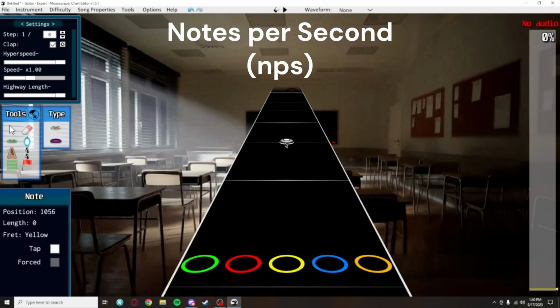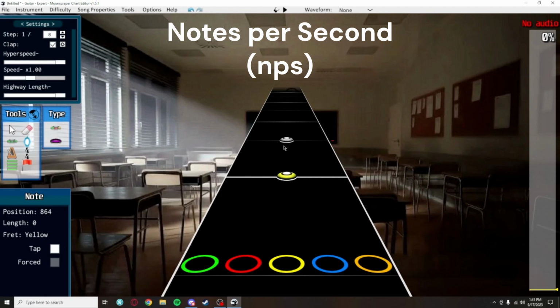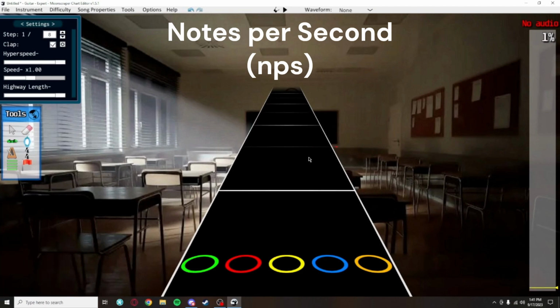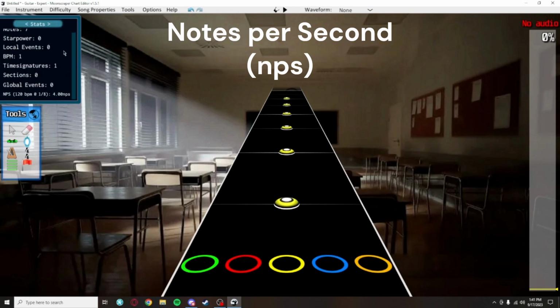Notes per second means exactly what you think it does. It's how many notes go on the screen in 1 second. Count how many of those pass in 1 second, and that's your notes per second. And there is a thing right here. It says it is 4 notes per second.